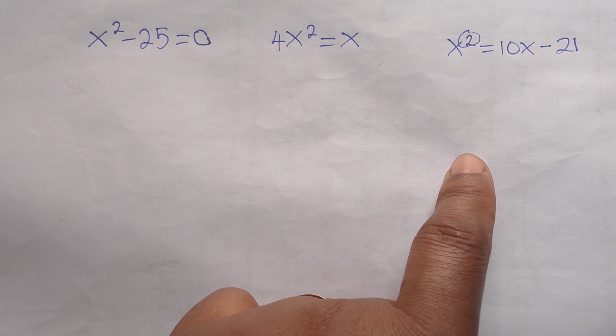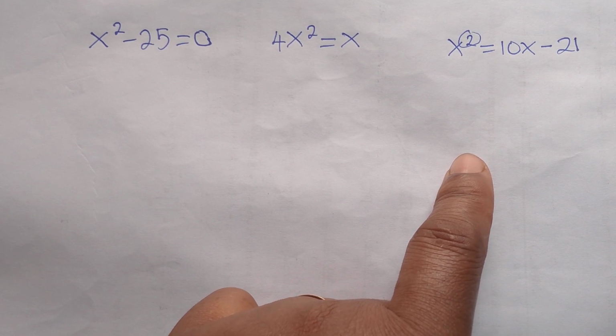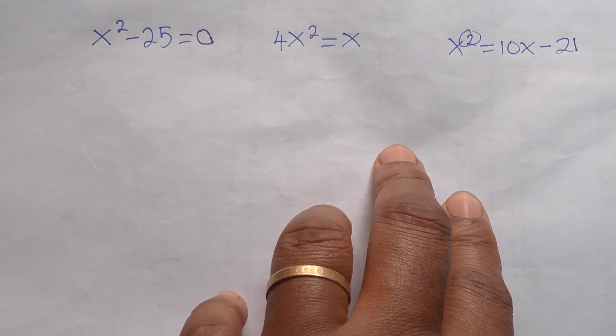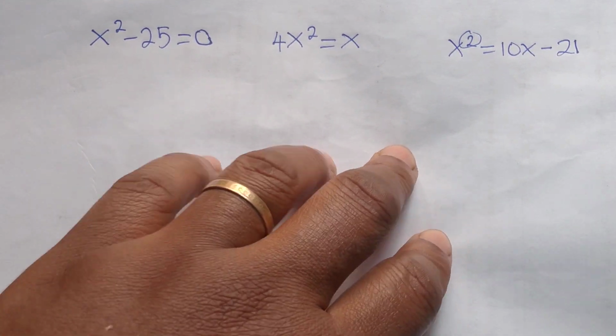Now the next thing you're supposed to take note of when solving a quadratic equation is always know that a quadratic equation must have two solutions. Okay, so you must have two solutions. If you solve and get one solution, you're wrong. You must have two solutions.